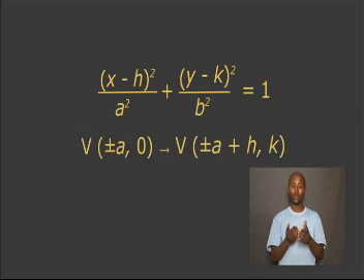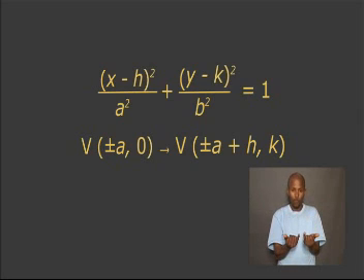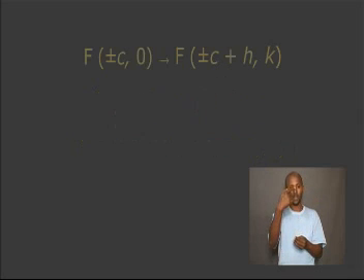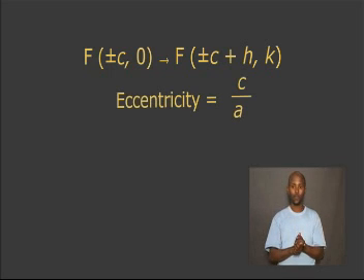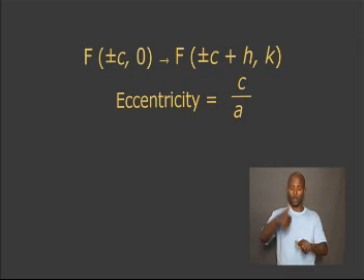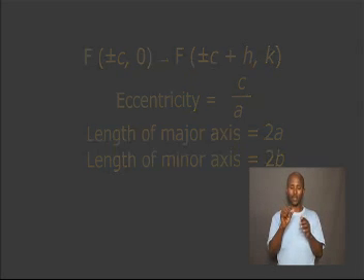Where before V was at plus or minus a, 0, now it is at plus or minus a plus h, k. The location of F changes in a similar manner. The eccentricity is c over a. The length of the major axis is still 2a, and the length of the minor axis is still 2b.